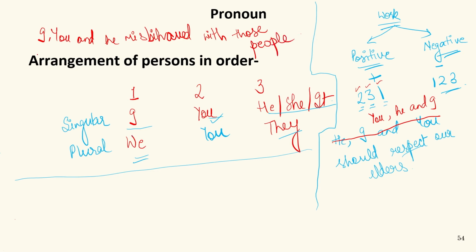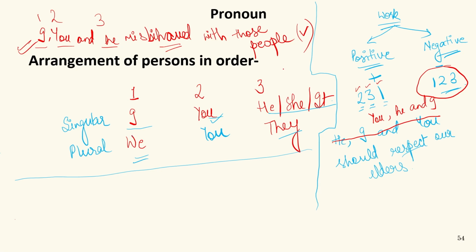In this sentence, we have followed the sequence I, you, and he. It means first person, then second person, and third person. Now, look at the action that is misbehaved. It means the work which has been done is wrong. It is a negative work. And if it is a negative work, the sequence should be 1, 2, 3, which has been followed in this sentence. So the sentence given is absolutely correct.